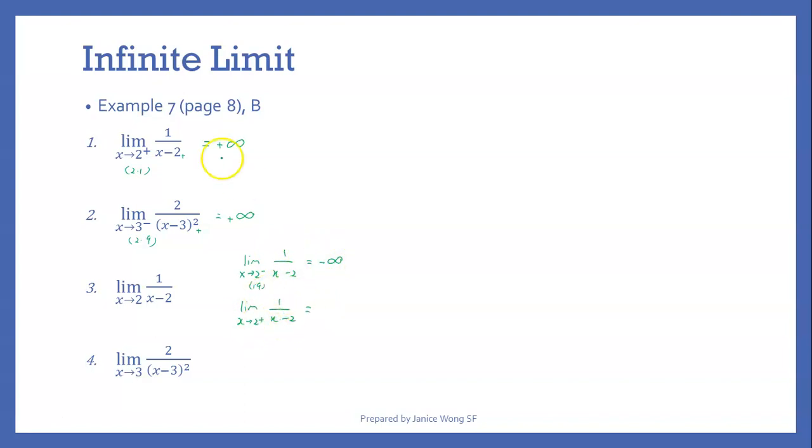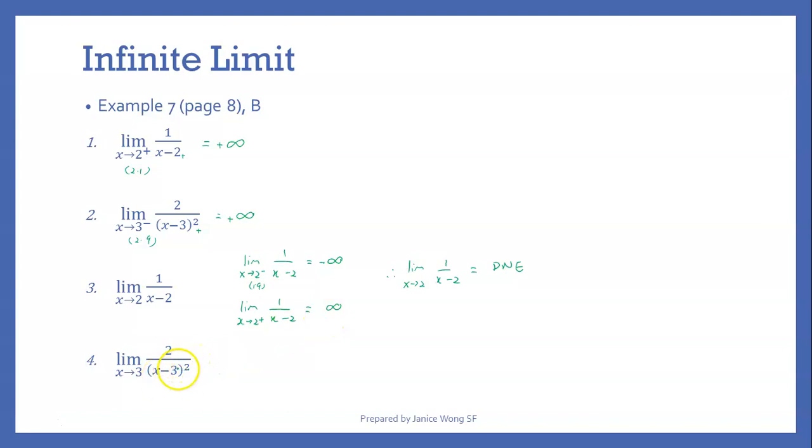For this question, we have done it earlier. It is positive infinity. Based on these two, we can draw the conclusion for the two-sided limit. This question will be D and E because both the one-sided limits are approaching two different values.